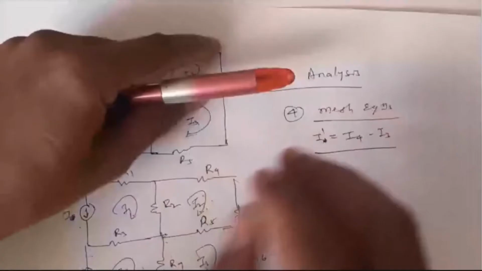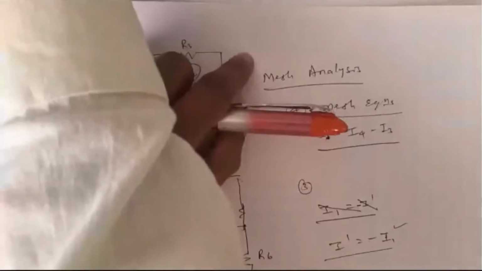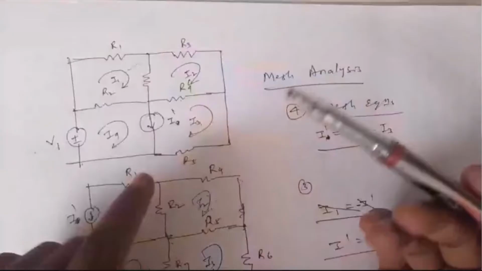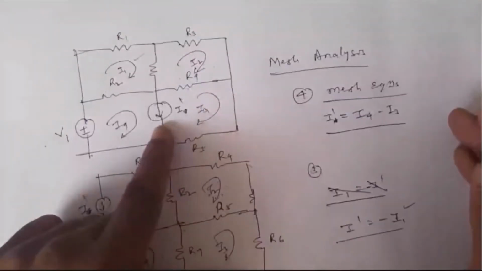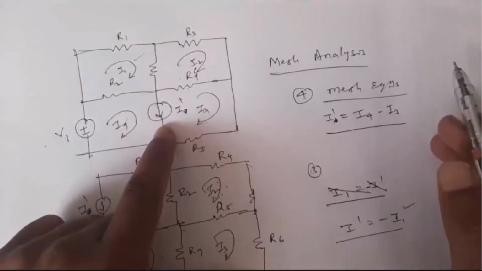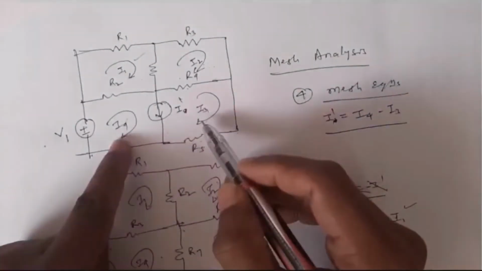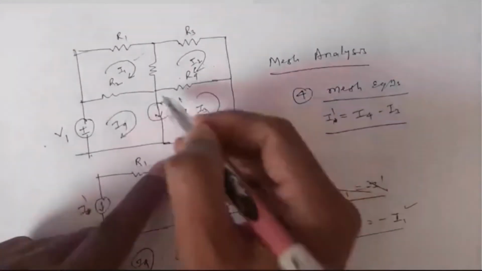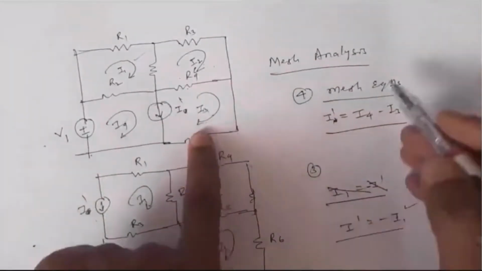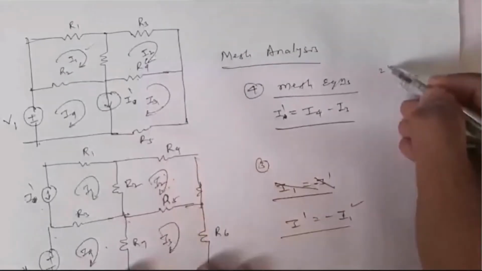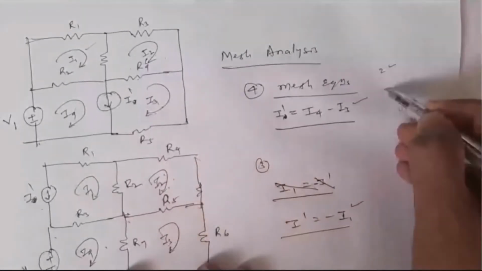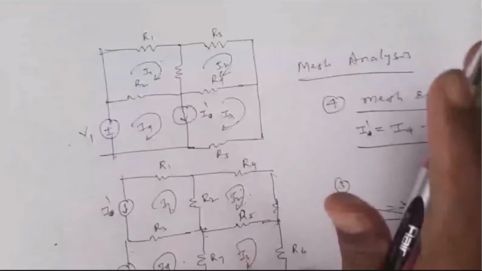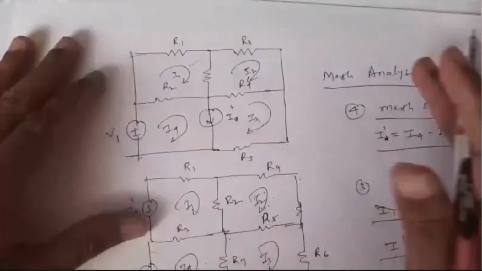Okay, so one more equation will be based on this current source. Whatever the current source I dash is, it is the sum of these two loop currents or mesh currents. One current is I4 and another current is minus I3. Right now we have two mesh equations and one more is this. Three equations are there, but four unknowns are there.